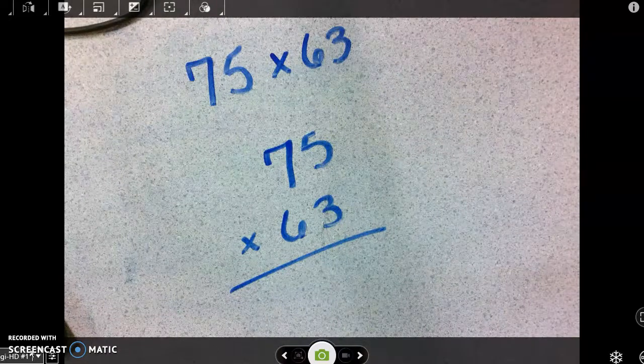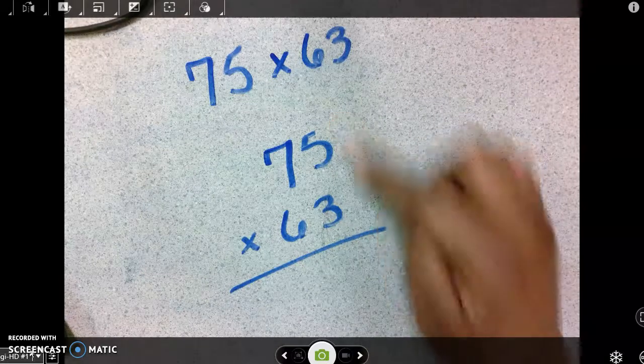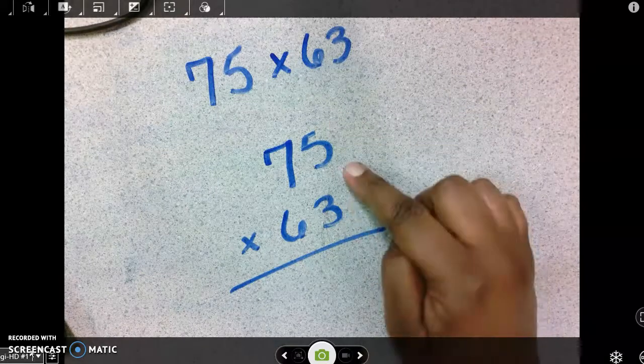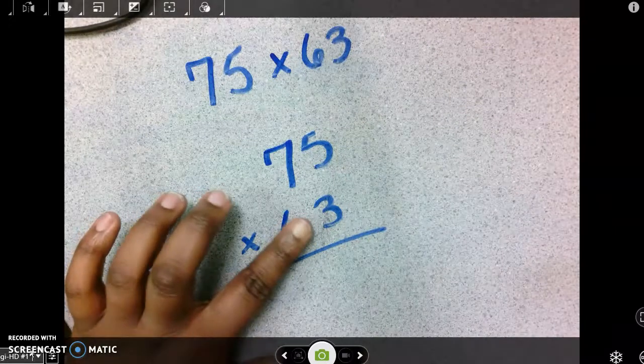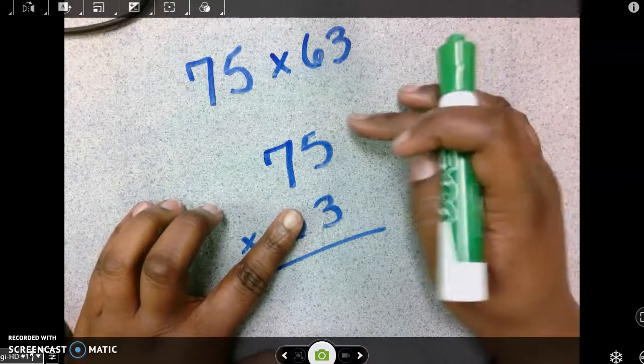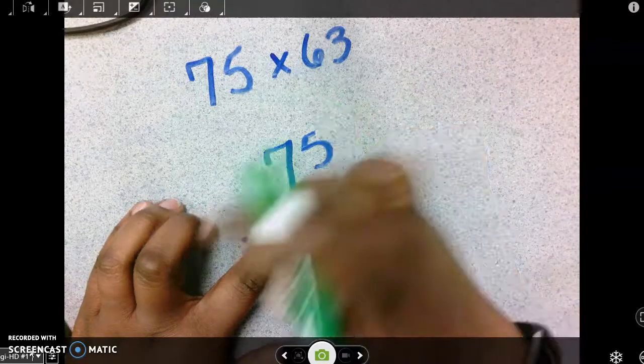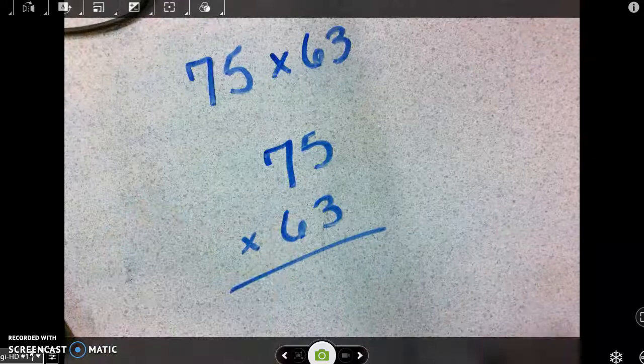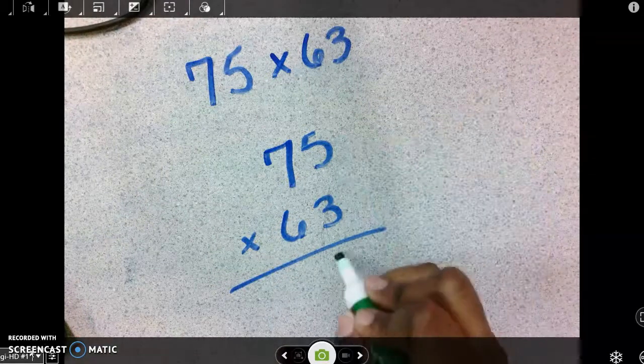So I'm going to think about 5 times 3. This is in my ones place. So I'm going to pretend like this 6 is not here right now, and just think about 5 times 3 and 3 times 7. All right, so here we go. 5 times 3 is 15.